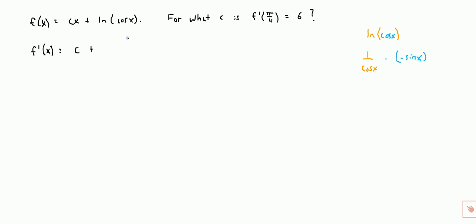Okay? So c plus negative sine of x over cosine x, or c minus sine x over cosine x. Okay, and they're asking specifically at pi over 4. So let's go ahead and plug in pi over 4. F prime of pi over 4 is equal to c minus sine of pi over 4 divided by cosine of pi over 4.